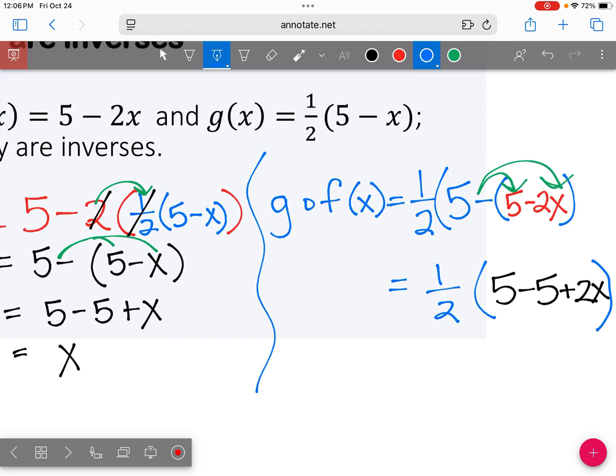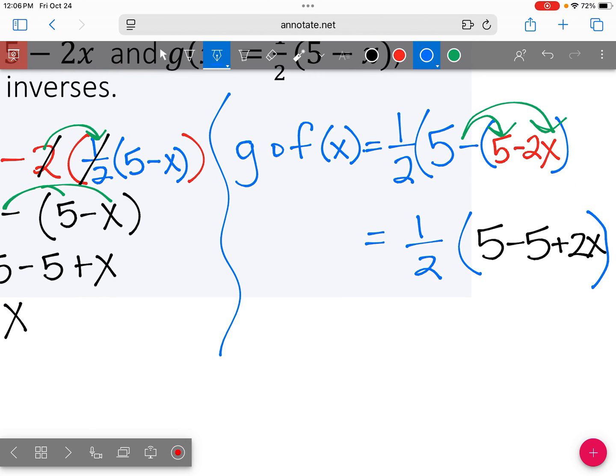All right, now what's going to go away? Oh, not quite. The 2 5s. So the next thing you should do is cancel out these 5, right? Do you agree that 5 minus 5 is 0? Yes. Okay. So now I'm down to 1/2 times 2x. And then I ended up with an x.